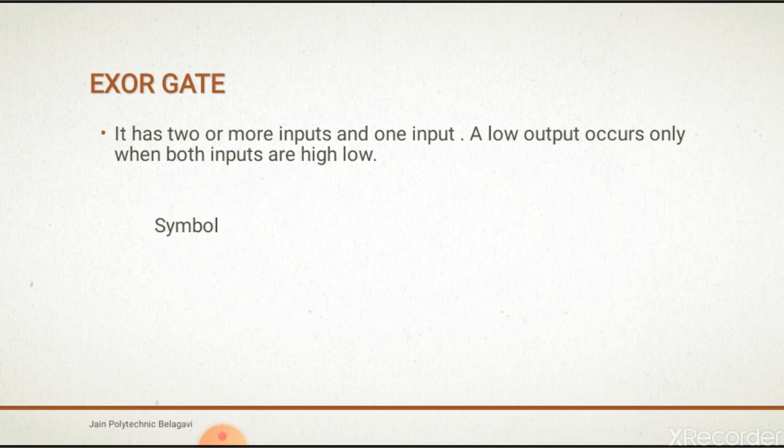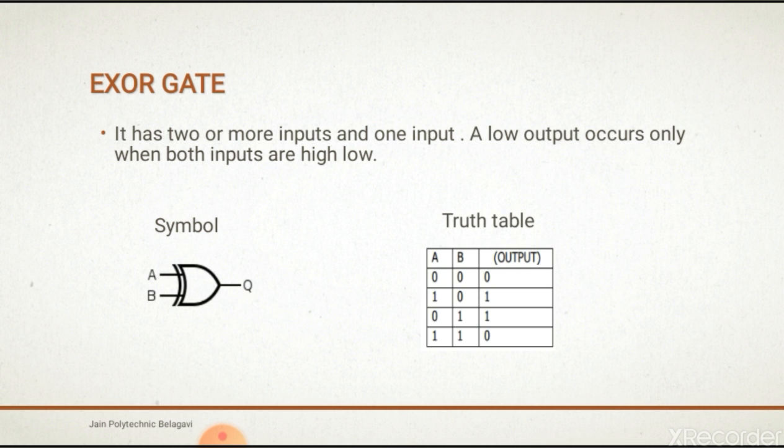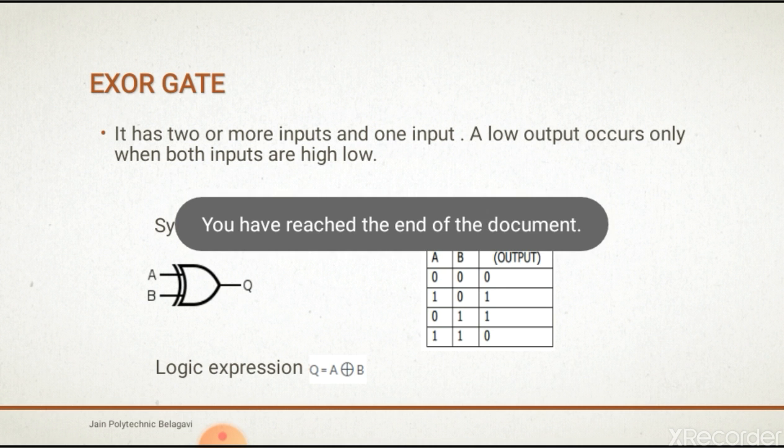XOR gate. It has 2 or more inputs and one output. A low output occurs only when both the inputs are high. A B input, Q output. Truth table. Here 1 0, whenever there is one input low, then output is high. Logic expression, Q is equal to A XOR B.